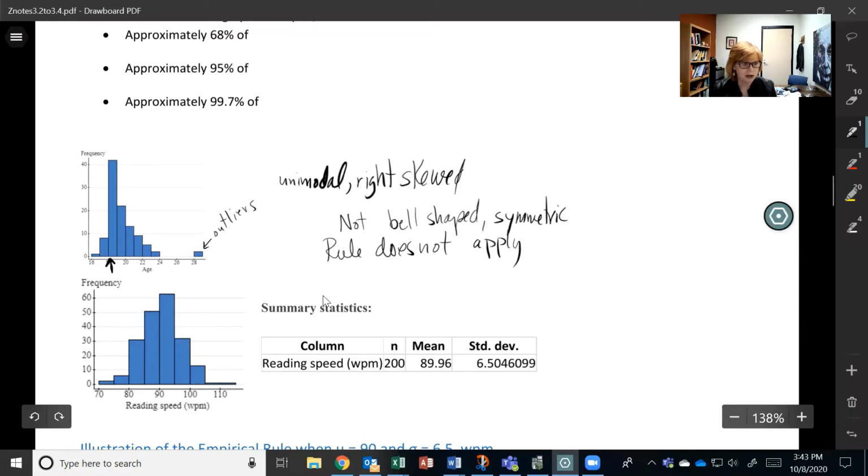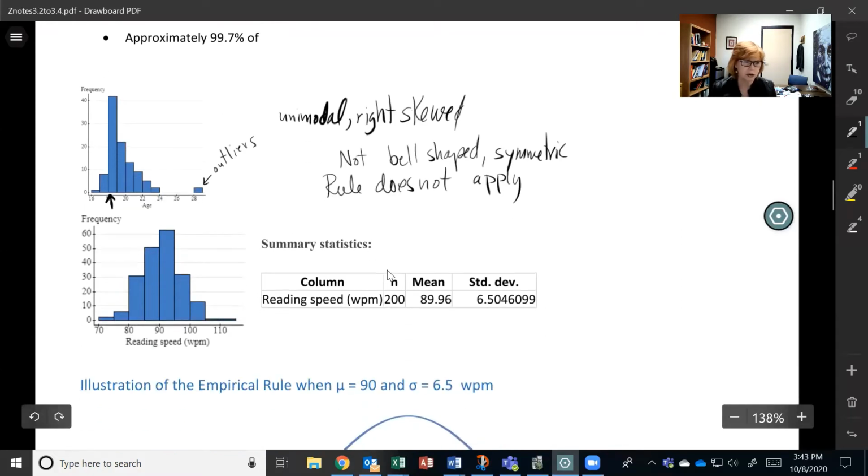All right. Here I have the reading speed of a bunch, I think it's 4th graders. They take a test and they count how many words per minute they can read. And this is unimodal. This is approximately symmetric. So if I drew a line right here at 90, the right side and the left side are close to each other. I mean, they're not exactly, but they're close to being mirror images of each other. So those are symmetric.